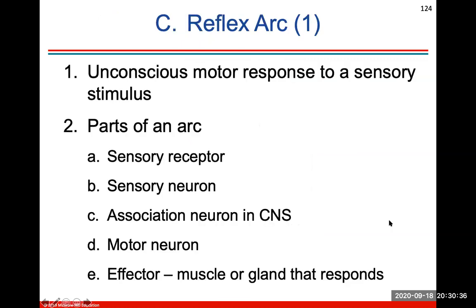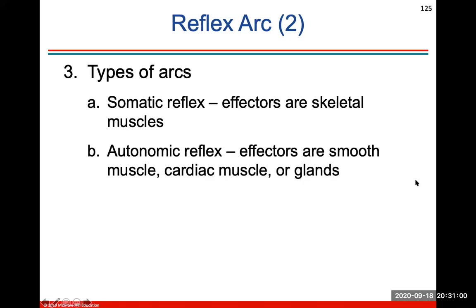The reflex arc is an unconscious motor response to a sensory stimulus. And you should know the parts of an arc. This is extremely important, and I want you guys to know this. The parts of an arc begin with a sensory receptor, a sensory neuron, the association neuron in the central nervous system, the motor neuron, and then the effector, the muscle or gland that responds.